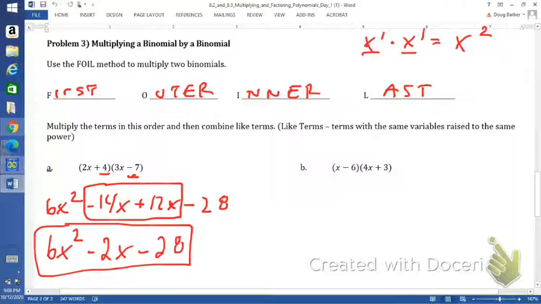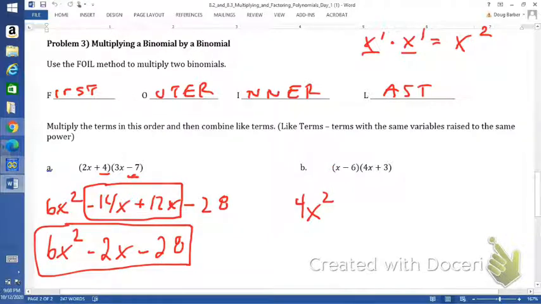Alright, in B, same thing. First, multiply the first terms. So x times 4x. So this is, remember, a 1x times a 4x. So 1 times 4 is 4. X times x is x squared.